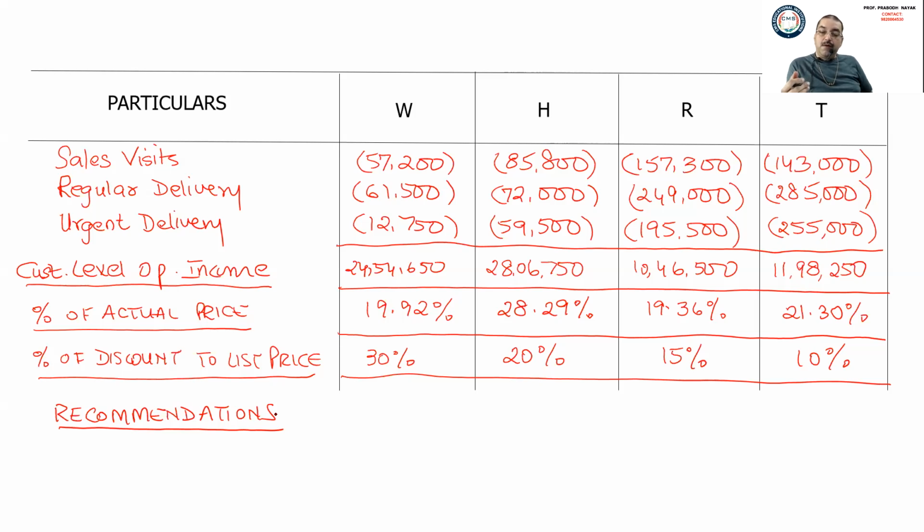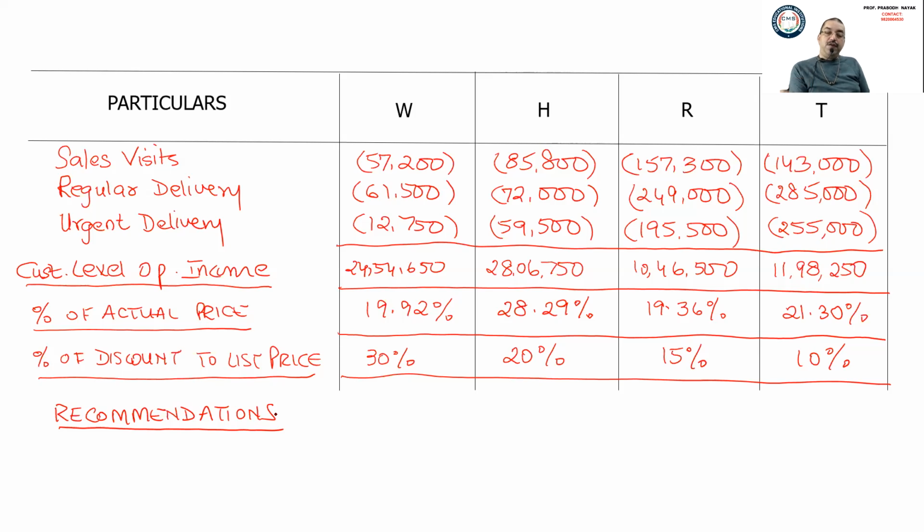More so, H is getting 28.22%, whereas discount given to him is only 20%, whereas W is getting 30% discount. So not fair. Okay. If you go to see the last two customers, R and T, 19.36 and 21.30%, as compared to H, both of these are less.